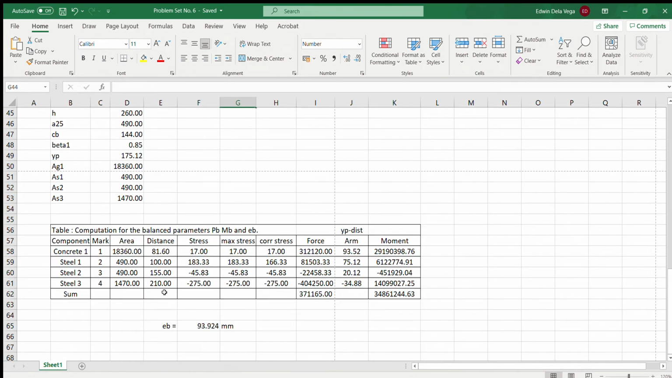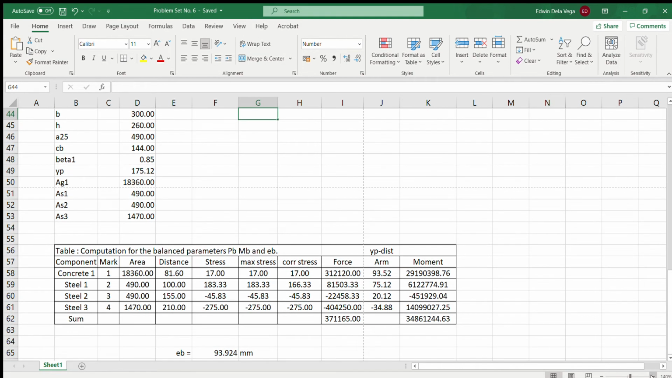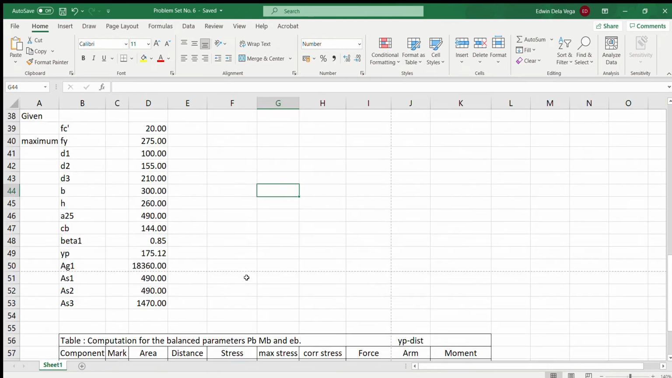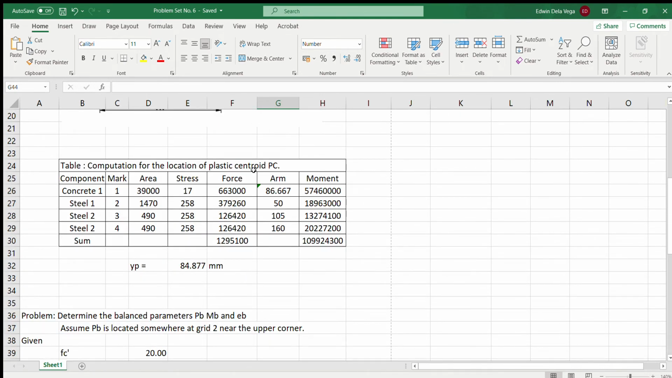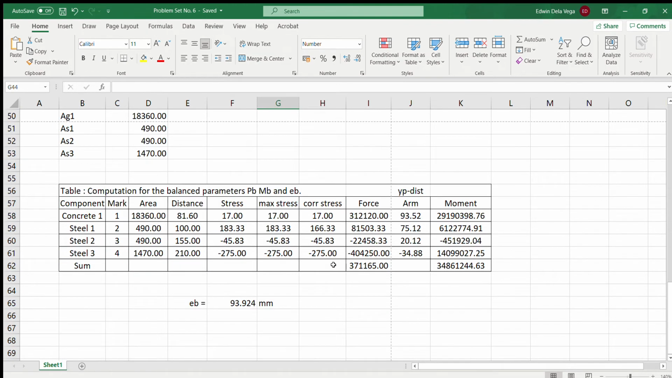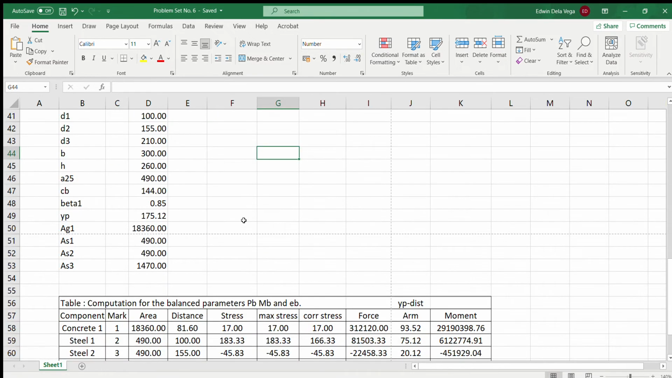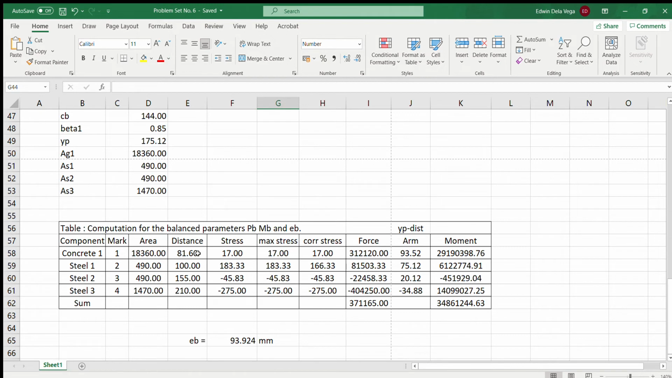Okay, so let's go to the table. So in the table of computation, you will notice that mas marami yung laman, no, kesa dun sa table ng plastic centroid. So the table of computation for the plastic centroid is far less than the content of the table for the computation of the balance parameter. Why? Because we added, magdadagdag tayo ng dalawang column actually, yung distance.